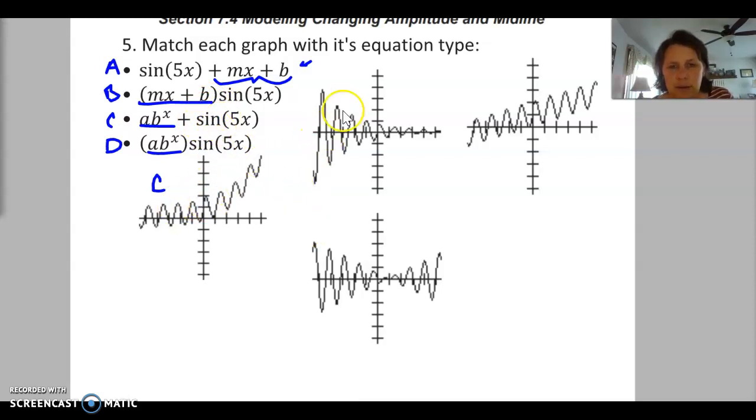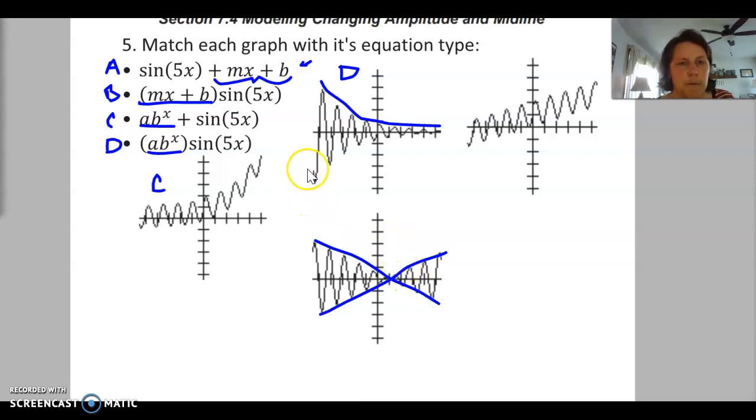All right, then this one right here is an amplitude change. So this is like a spring problem. That amplitude is being changed exponentially. So that one is going to be D. This one is an amplitude change also, but it is a linear amplitude change. So that's going to be B.